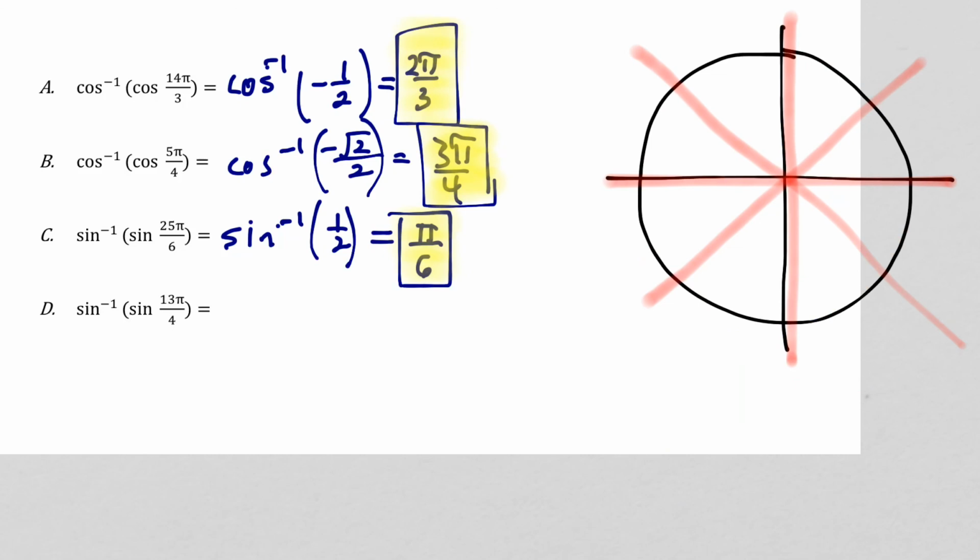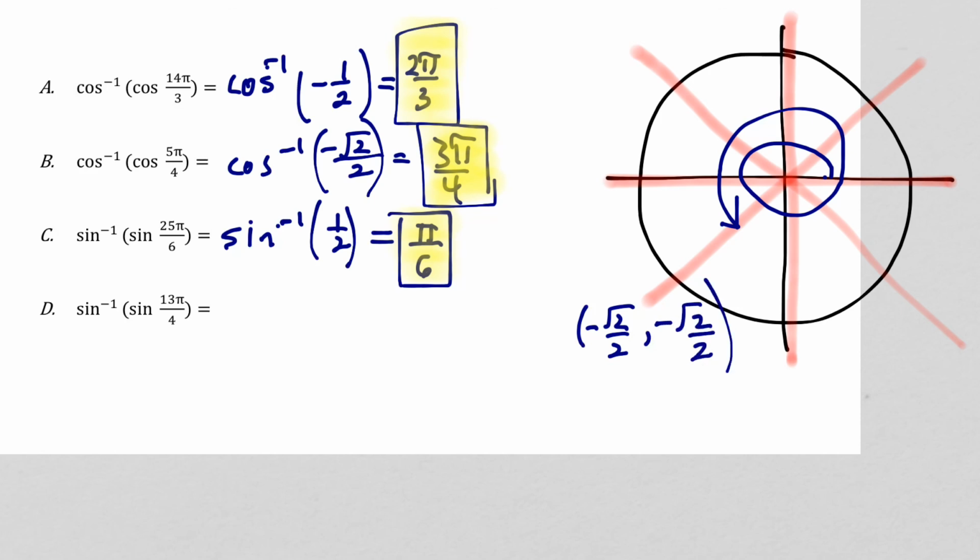Resume problem D. We're taking the inverse sine of the sine of 13 pi over 4. I've got my fourth lines drawn, so let's count by 4: 4, 8, 12, 13. So I'm over here, and that means my cosine is negative root 2 over 2, and my sine is negative root 2 over 2. So the sine of 13 pi over 4 is negative root 2 over 2.